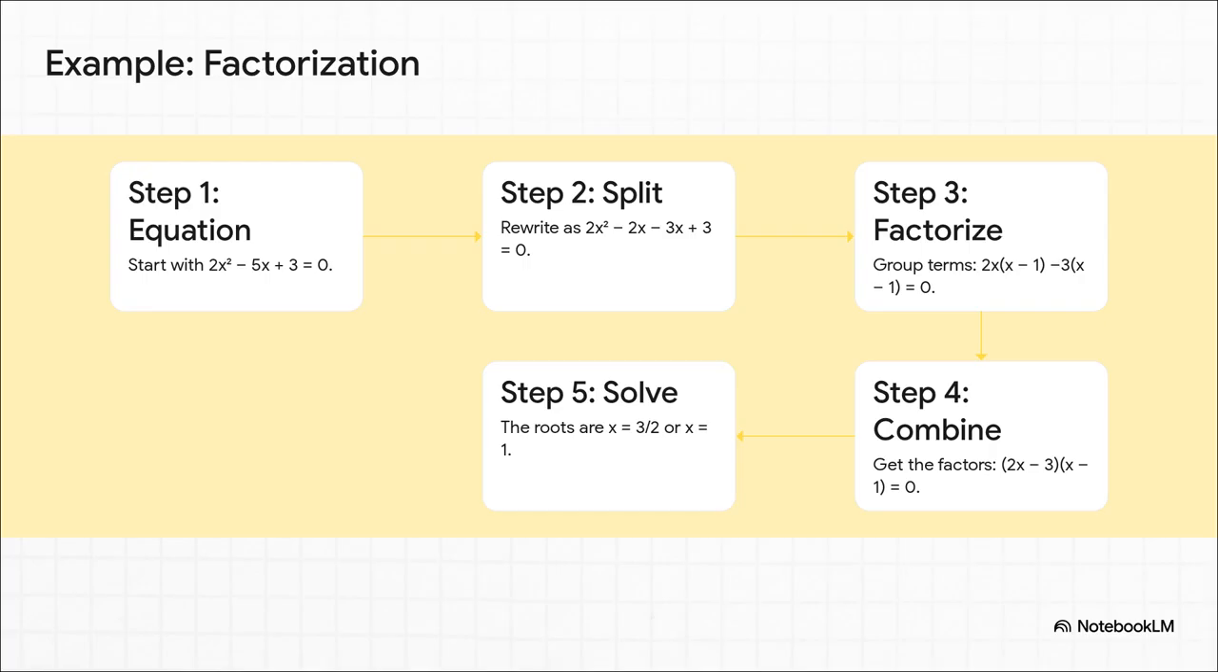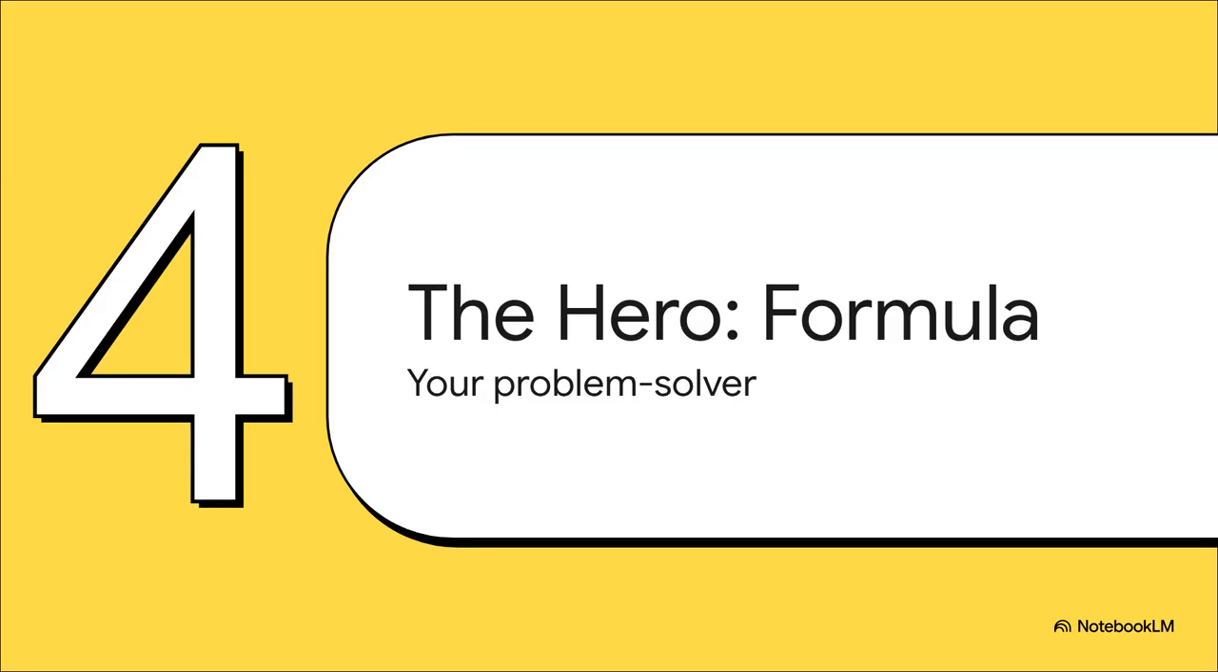And from that, we get our answers. X is either 3 by 2 or x is 1. Shabash, you did it. You found the roots. But what if the numbers are big and messy? What if you're trying to split the middle term and it's just not working? Do you panic? Do you give up? No way. This is when we call for a superhero.